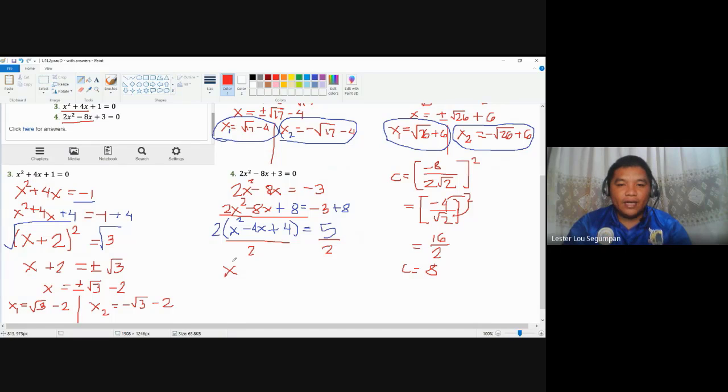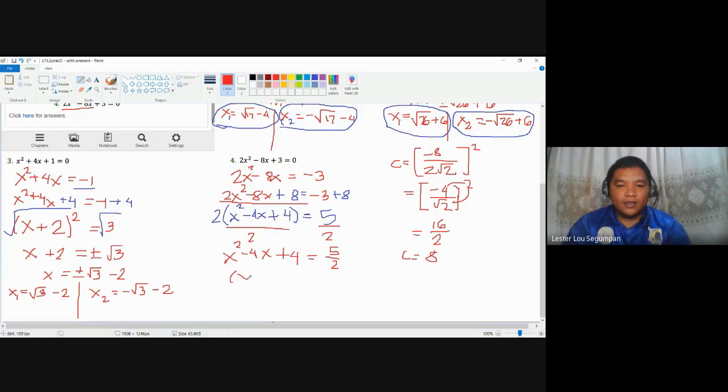So we have x squared minus 4x plus 4 is equal to a fraction form 5/2. Right? And then this is now equivalent to x minus 2 squared equal to 5/2. Take the root of both sides. So square root. So you will have here x minus 2 is equal to plus or minus square root of 5/2.